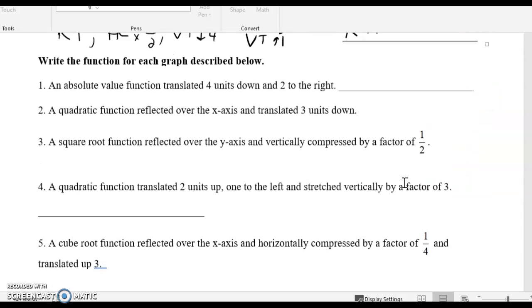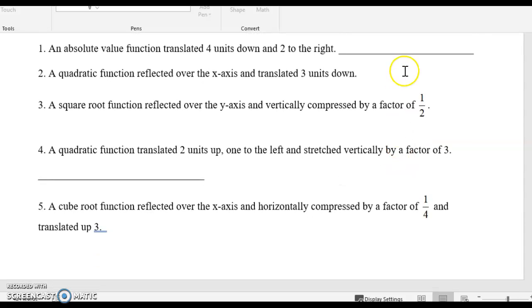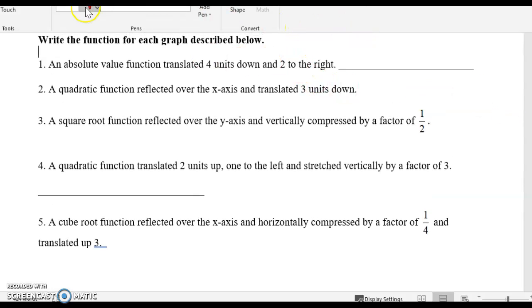Okay, so for these, this is just like working backwards. You have to identify the parent function, and then you need to say what happened to it. So for number 1, it's an absolute value function. It's y equals the absolute value of x. But now we're going to have some changes to it. So it's translated, which means to move, 4 units down and 2 to the right.